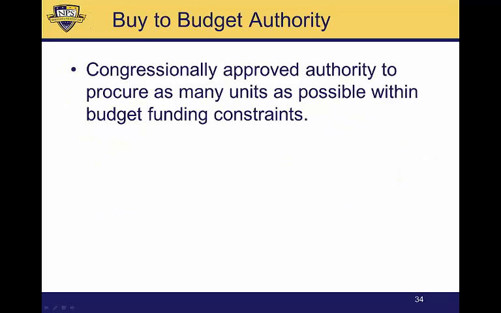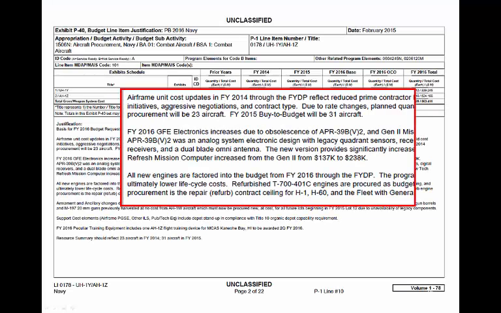The third exception to full funding is buy to budget authority. This is authority that is usually used for things like munitions, where we're buying hundreds of them at a time. If we can get a price break, negotiate well, maybe leverage foreign military sales and get a better unit price, Congress will permit us to buy as many as possible within the amount of funds requested, as opposed to limiting the quantity as well as the funds. This buy to budget authority can be seen on the second page of this program's P40.